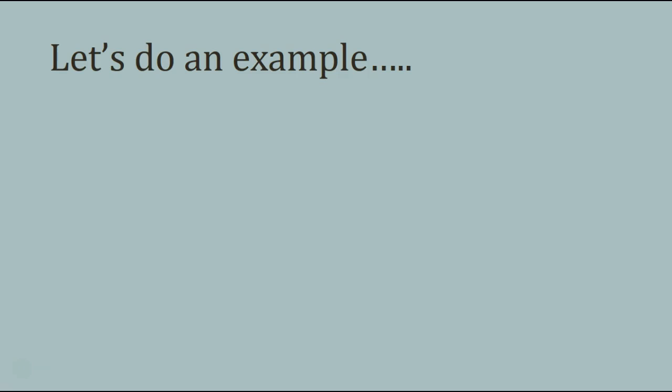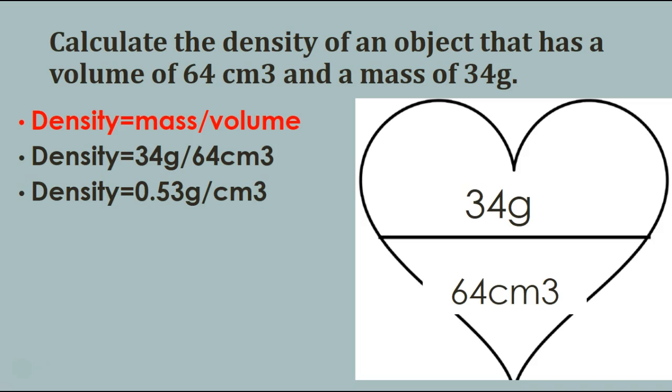And let's do an example. So we're going to calculate the density of an object that has a volume of 64 centimeters cubed and a mass of 34 grams. Remember, our formula is density equals mass divided by volume. I've used my little heart to put 34 grams mass on top and 64 centimeters cubed volume on the bottom. When I do the calculations, it comes out to 0.53 grams per centimeters cubed.